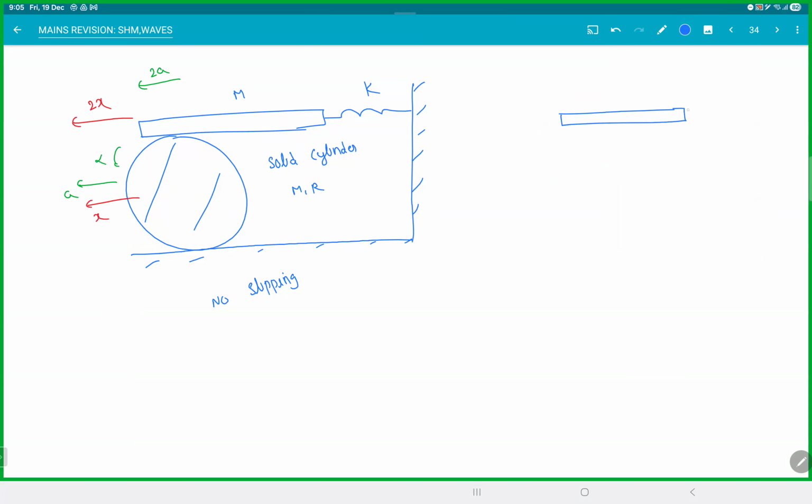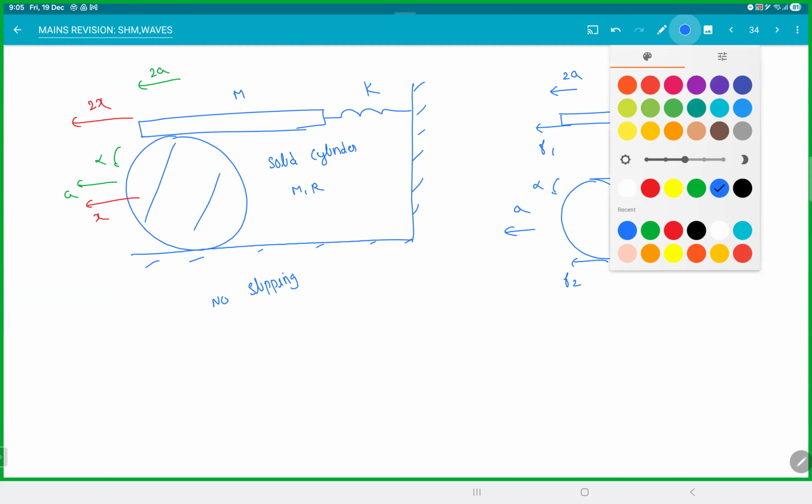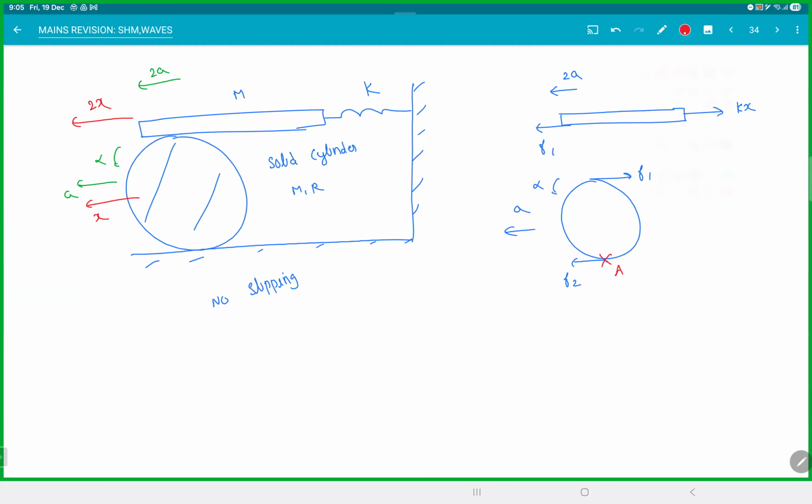So draw the FBD. Spring force kx. There will be friction here. Let's call it F1 and the acceleration is 2a. So for the sphere, this friction is F1. There is an F2 here and this acceleration is a and alpha. Take the torque about the bottommost point. Torque about A, F2's torque is gone. This is F1 into 2r.